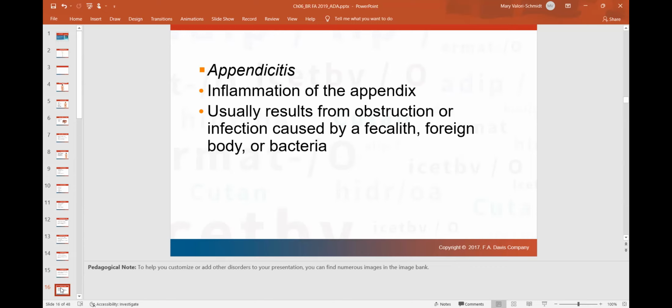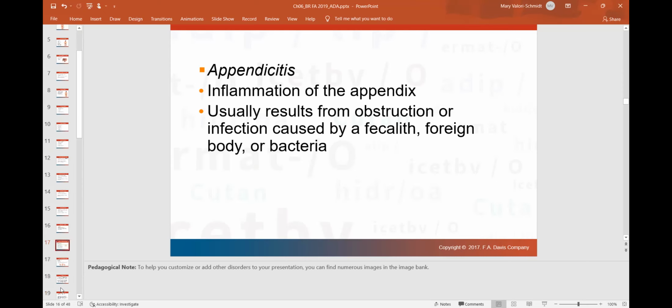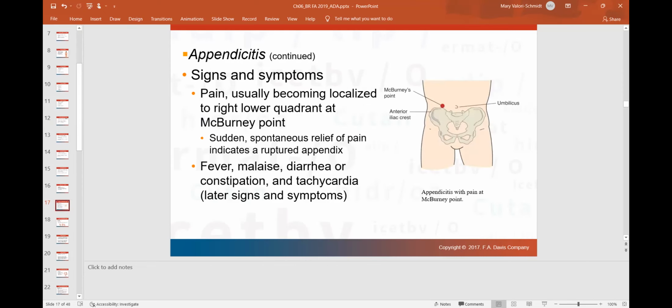So appendicitis is inflammation of the appendix. And it can come from a lot of reasons, sometimes an obstruction or an infection because a little piece of stool or some kind of foreign body or bacteria managed to work its way in. So appendicitis, signs and symptoms, very specific. The right lower quadrant of the abdomen is called McBurney's point, kind of halfway between the umbilicus and the right iliac crest.